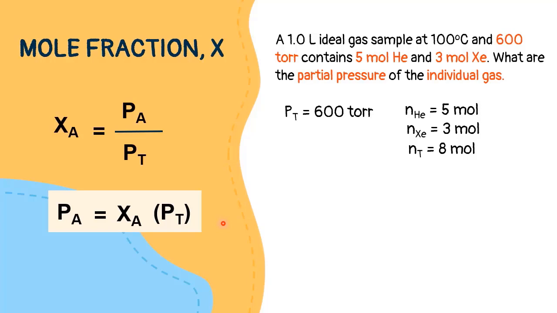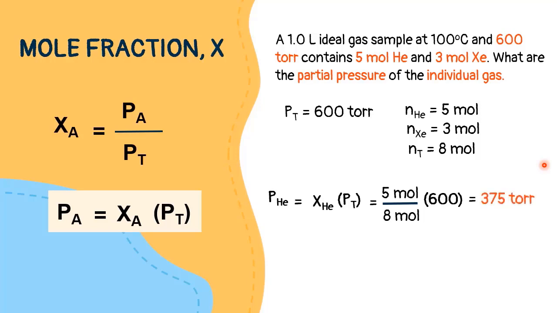Please be reminded, when using the mole fraction method, make sure to first have all the moles for the desired species. Other than this value, you are going to get the wrong answer. Then we can proceed to calculate the partial pressure of helium by substituting 5 moles over 8 moles. The unit cancels, mole over mole. Then we multiply by 600 torr to get 375 torr.